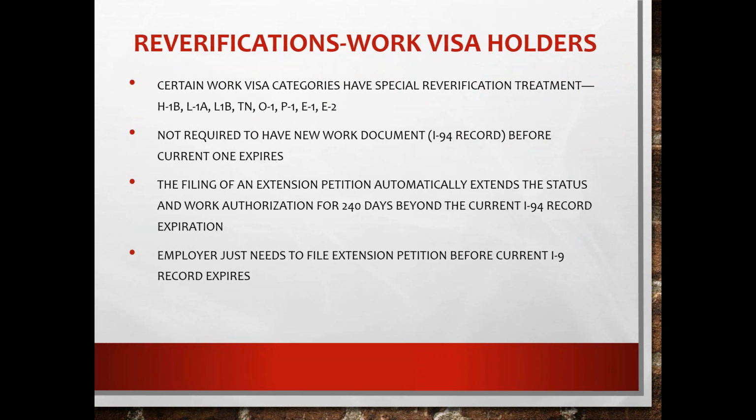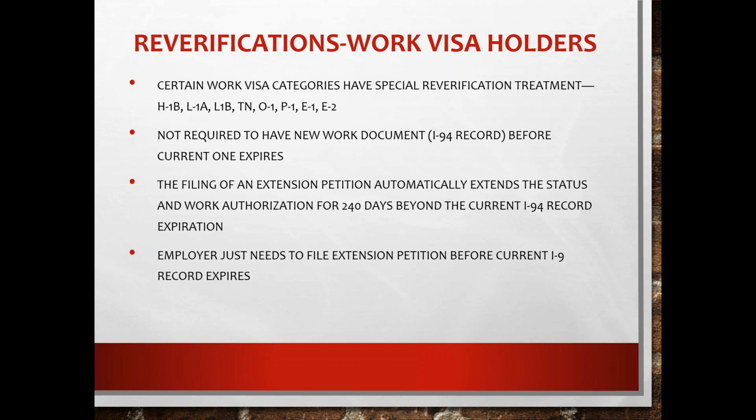Now, very differently, work visa holders in the context of I-9 re-verifications are handled very differently. And we're going back now to talking about these specific categories: H, L visas, TNs, O1s, Ps, Es, and E2s. We're not talking about F1 students here. But for these types of work visa holders, it is not required that the new I-94 record, which is going to be the work document that we're talking about, be issued before the current one expires. So exactly the opposite of what we just talked about, and I know, very confusing.